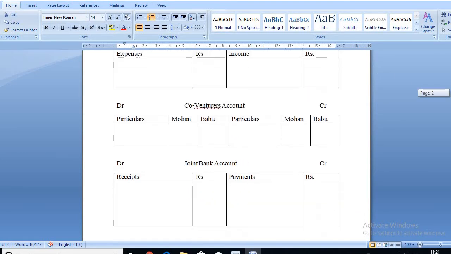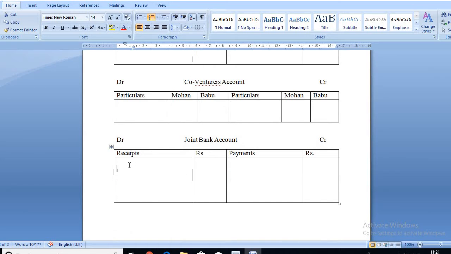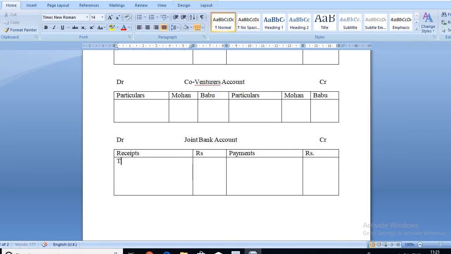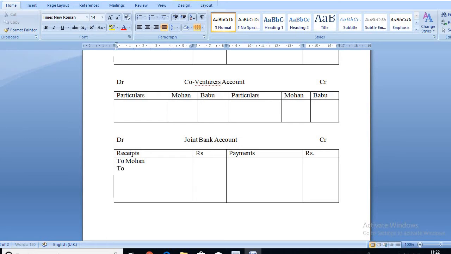So come to the joint bank account. For joint bank, it's a receipt because Mohan and Babu are depositing the money. So to Mohan and then to Babu. Mohan contributed 1 lakh and Babu contributed 50,000. So one aspect is over, because every transaction has 2 aspects, one is debit, one is credit. So the debit aspect is over. Now cross posting. Here Mohan and Babu are credited.